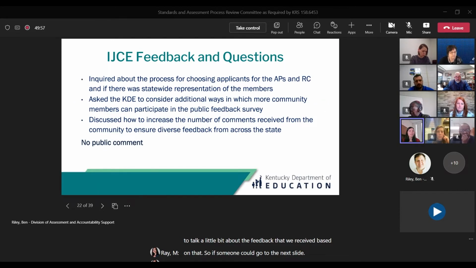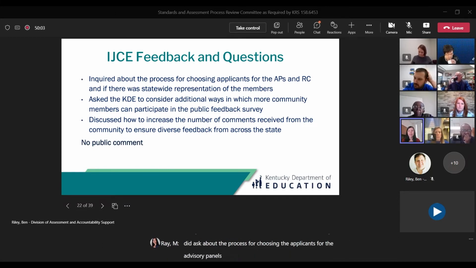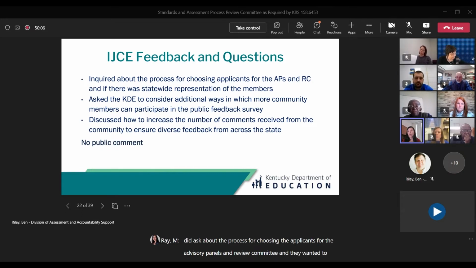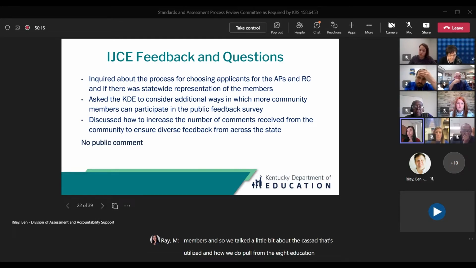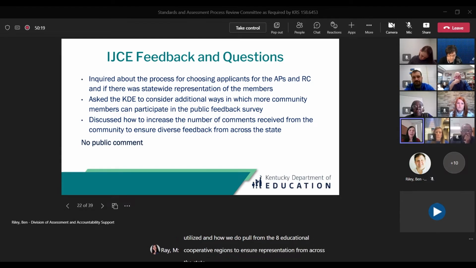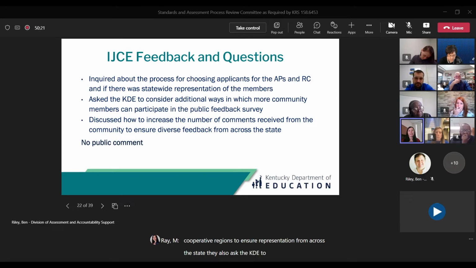You can see that some of the committee members did ask about the process for choosing the applicants for the advisory panels and review committee, and they wanted to ensure that there was statewide representation of the members. So we talked a little bit about the CASAB that's utilized and how we do pull from the 8 educational cooperative regions to ensure representation from across the state. They also asked KDE to consider ways to involve more community members in the public feedback survey. And that is something that we are always working toward.